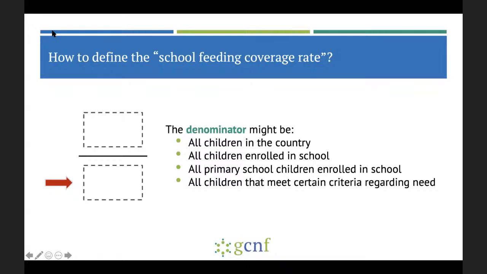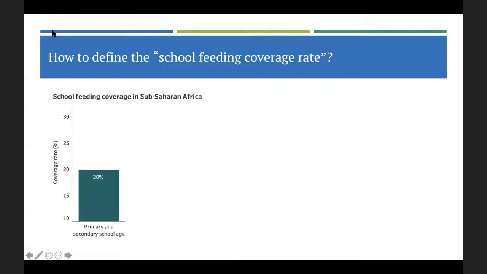Just as some examples, this could be all children in the country, all children who are enrolled in school, thus ignoring those who have dropped out of school or who never attended school. It could be all primary school children, so narrowing our attention further, or it could be all children that meet certain criteria regarding need. And just to illustrate how impactful this decision is, we've calculated the school feeding coverage rate in sub-Saharan Africa using the data from the 2019 Global Survey of School Meal Programs using different denominators.